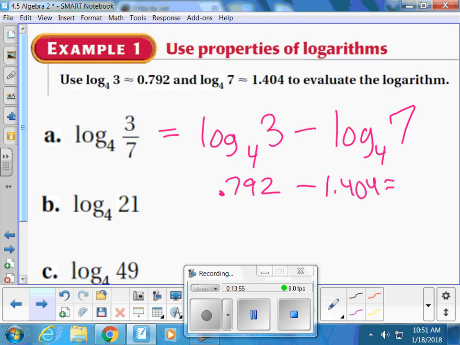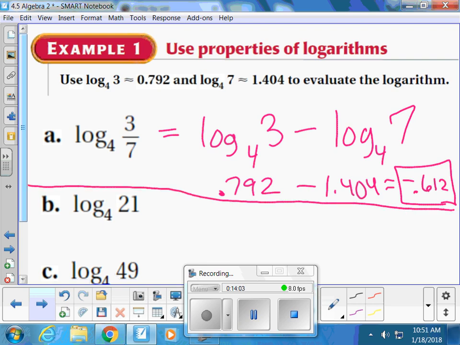Well, Lauren did it for us. Negative 0.612. If you need to check, just type it in on the calculator. We're just practicing this for the homework to get you more usage with utilizing the properties. So do you understand how this division became this subtraction, for example? Okay. The whole goal of this lesson is to make you comfortable with properties.